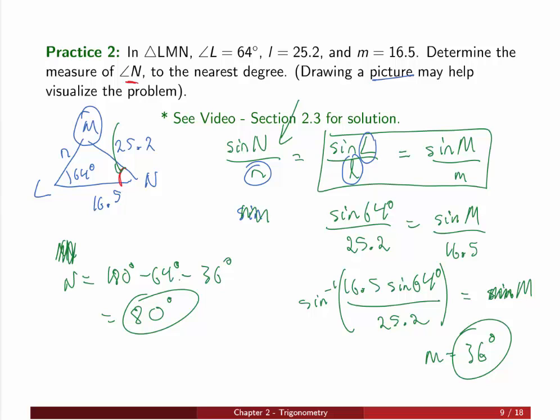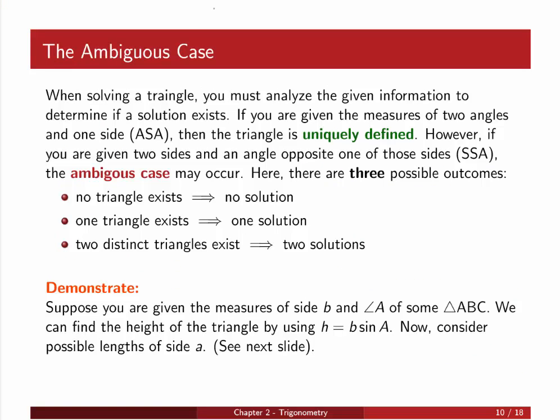So, those are the first two examples. This will be part 1 of section 2.3. Part 2 is going to deal solely with one question, and that is the ambiguous case.